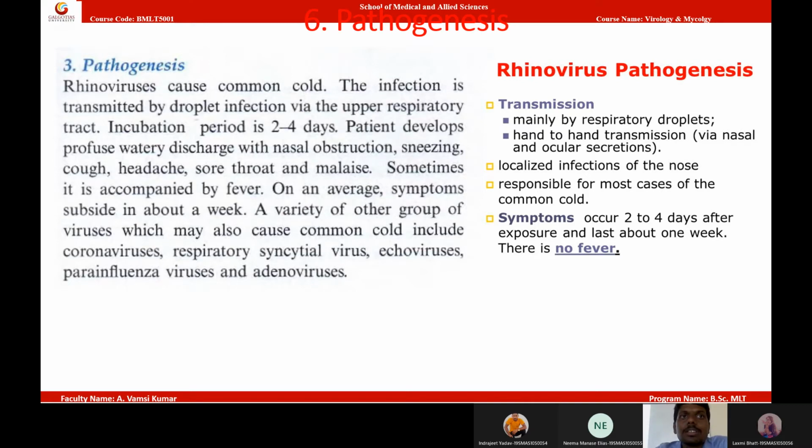Lymph nodes. Replication. Next point, bullet point: inflammation in the nose due to vasodilation. Okay, so this is the pathogenesis of rhinovirus.